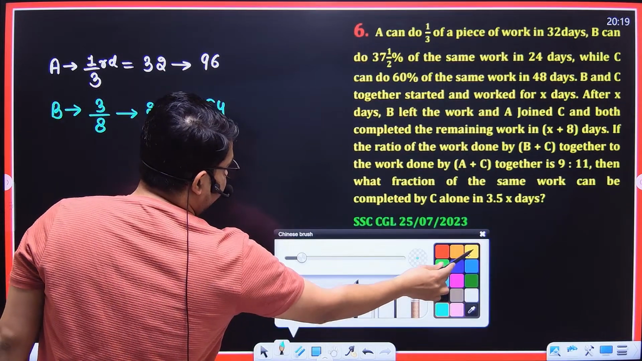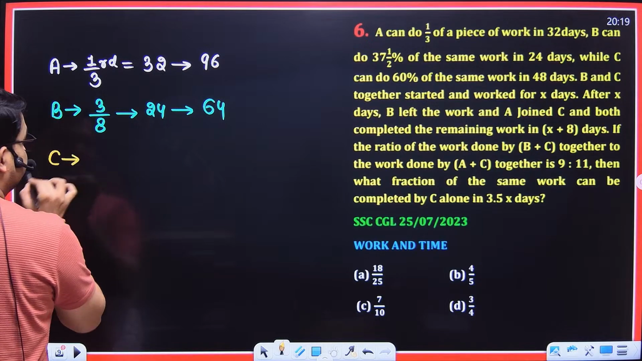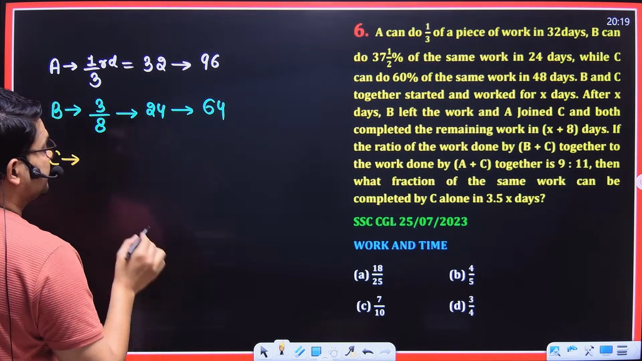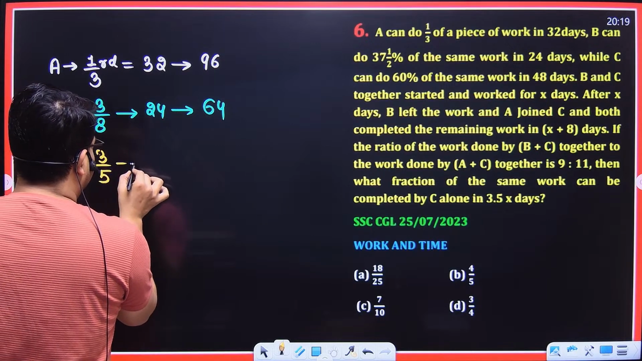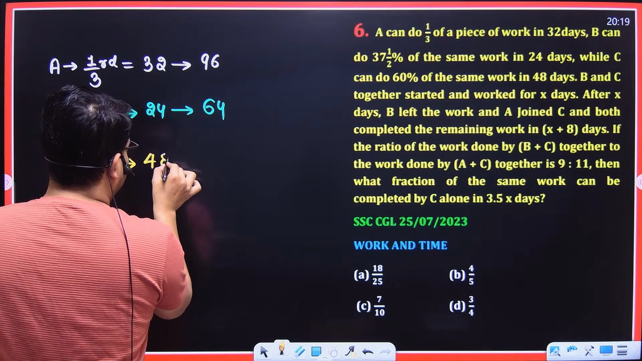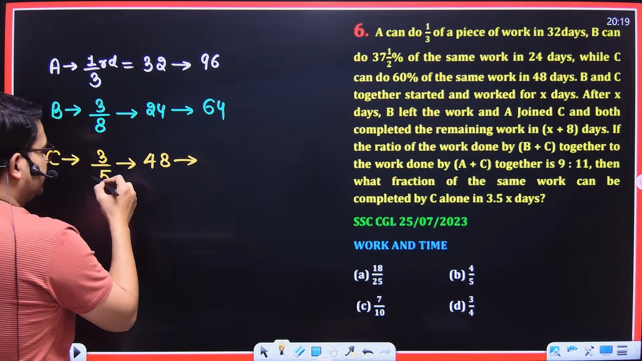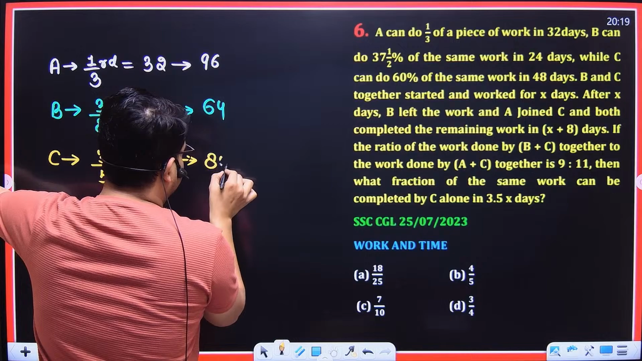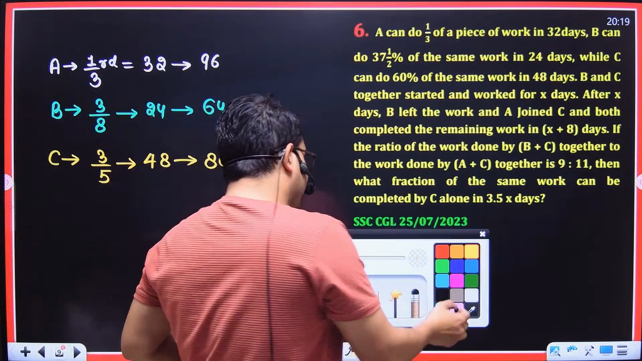Then we have C. C can do 60%, and 60% is 3 by 5 of the work in 48 days. So we have to calculate the complete work done by C. 48 into 5 by 3, that is 80 days. So these are the days taken by them alone to complete this work.